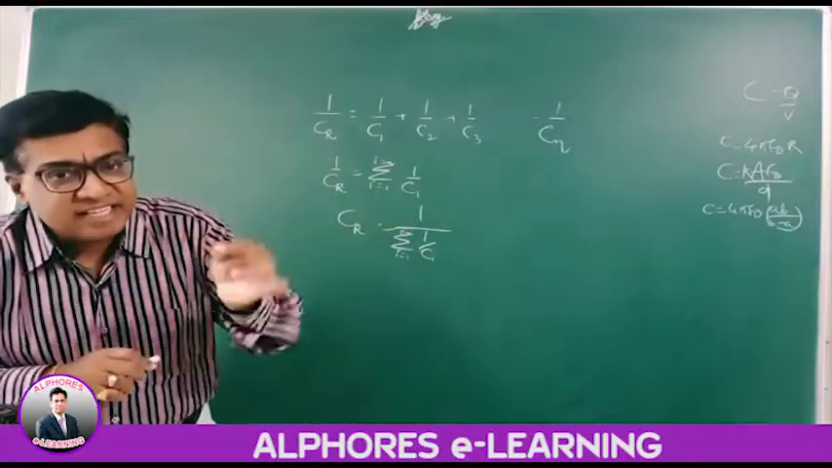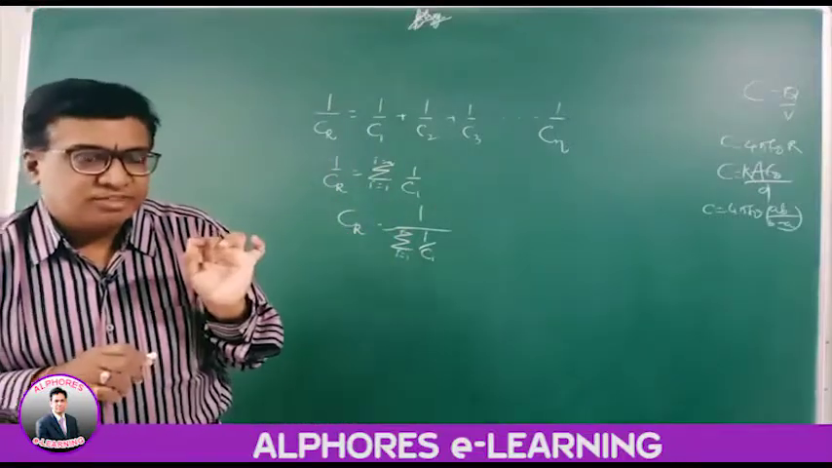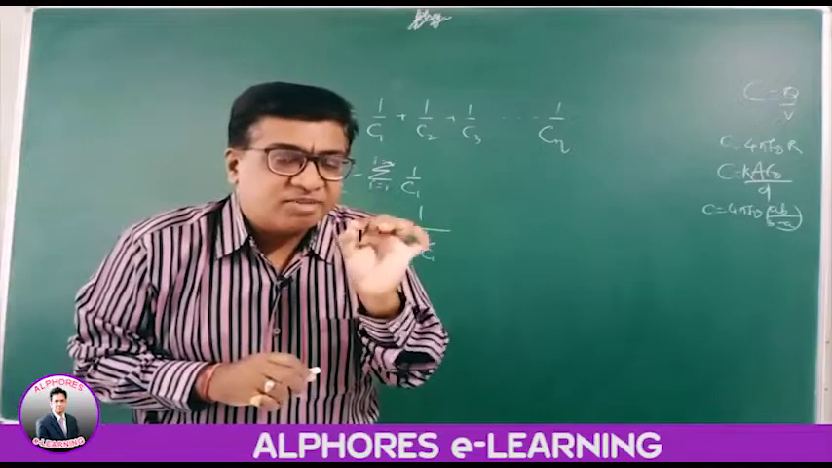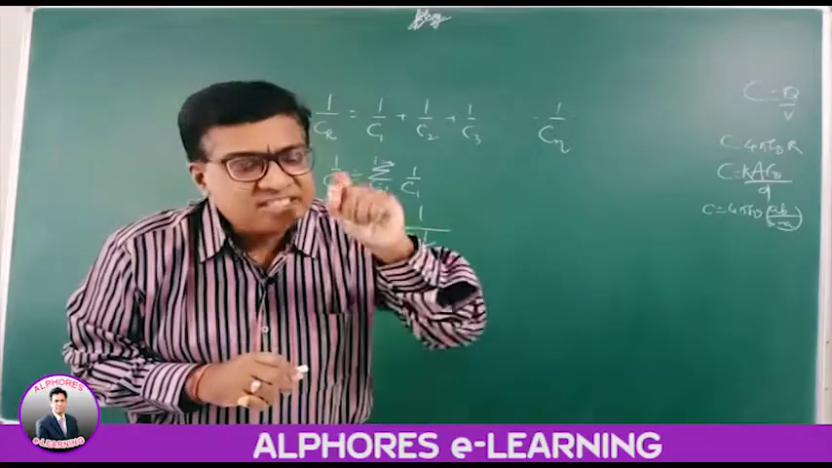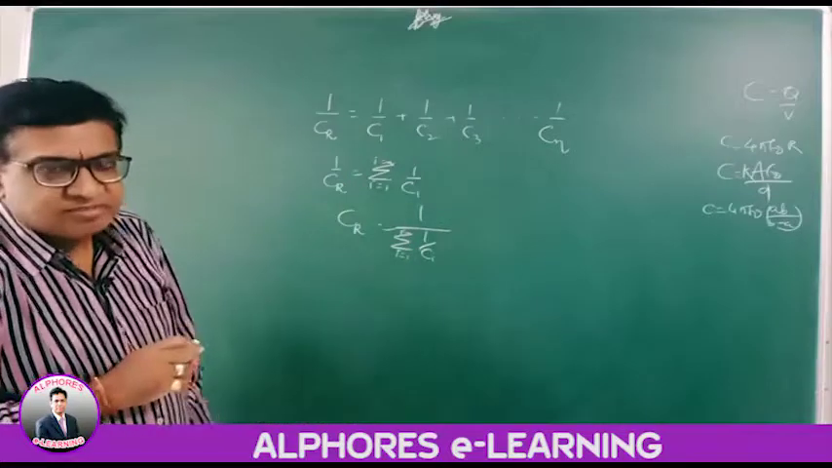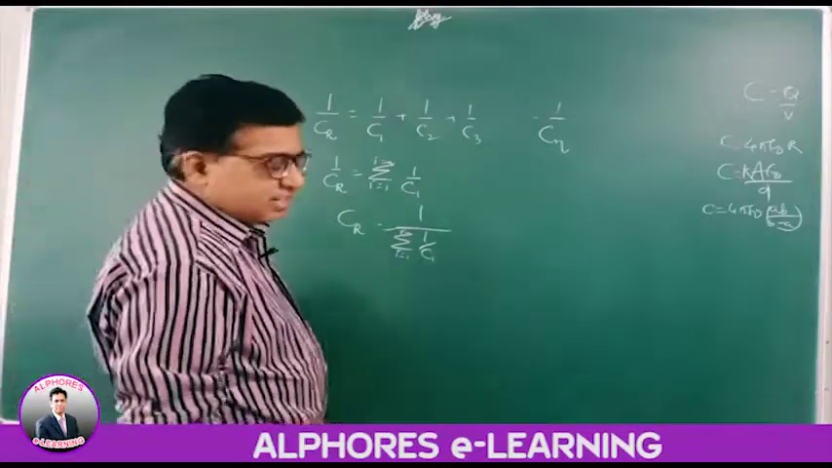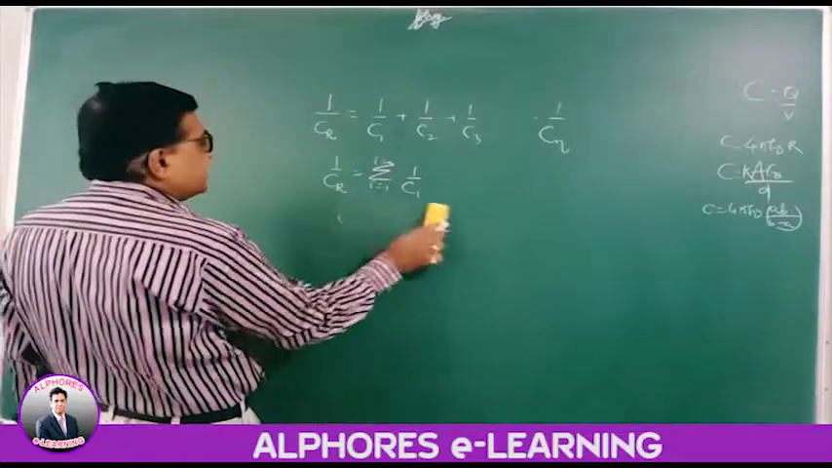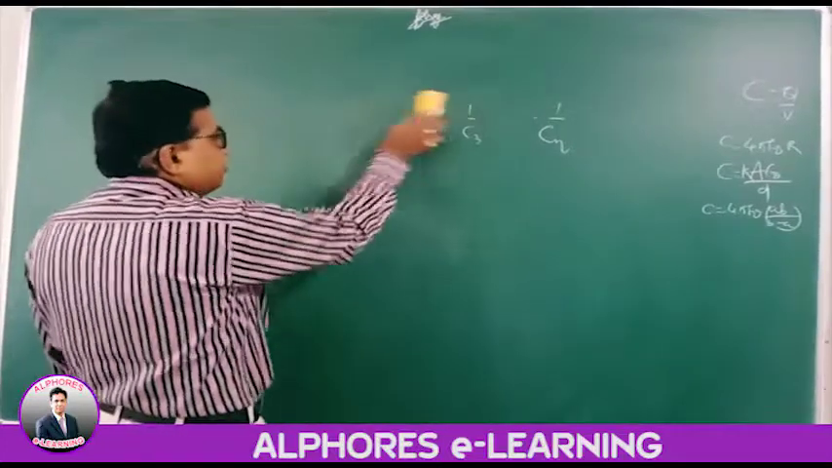It is less than the least. The resultant capacity in series combination is less than the least value of the capacitor that is being used in the series combination. Less than the least of all the capacitors there, right? So capacity decreases in series combination.